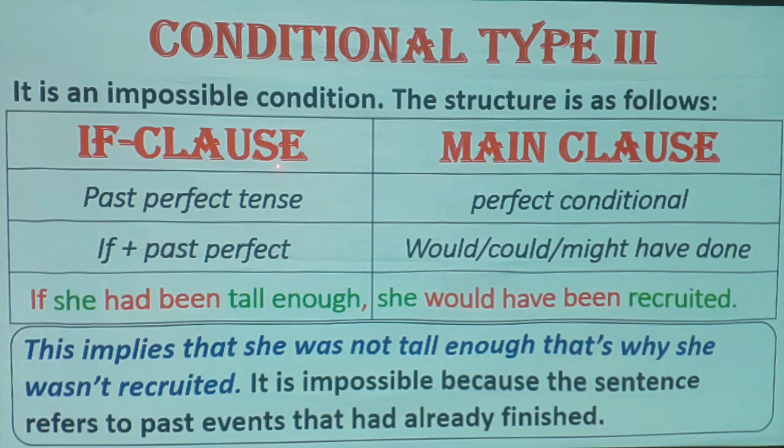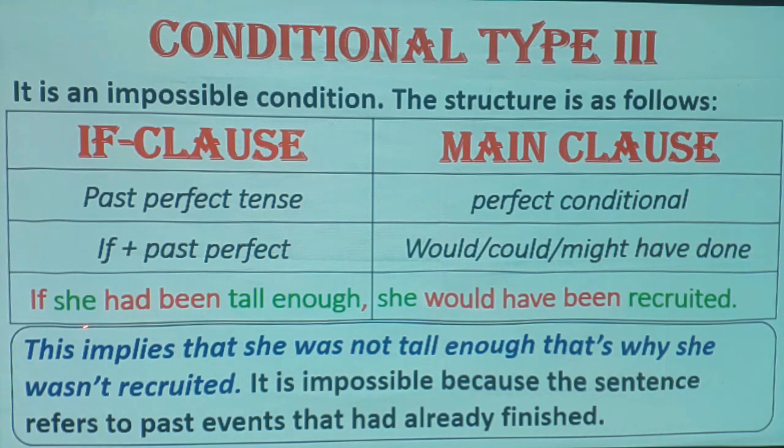The structure is as follows. As usual, if clause, main clause. Past perfect tense, perfect conditional. Okay, we have past perfect tense, perfect conditional. And perfect conditional is this. We will see it. So we have if plus past perfect. هذه بطريقة مختصرة يعني if plus subject إلى آخره ومن بعد إن شاء الله غادي نديرو لها form. So if plus past perfect, would or could or might have done. You can say would have done, could have done, might have done.